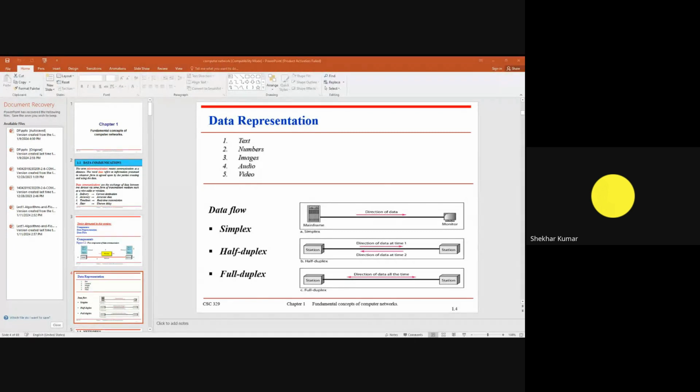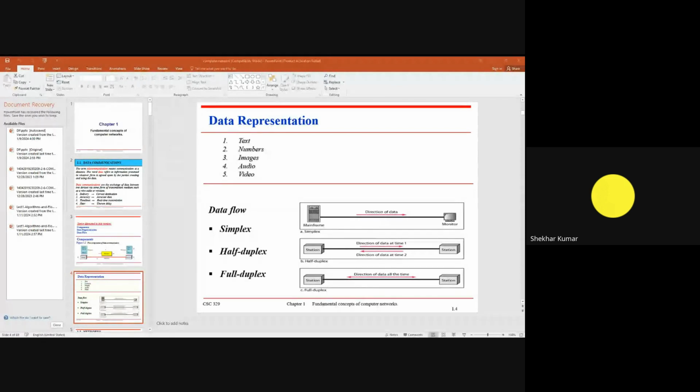For example, in simplex mode, a keyboard or a television station telecasting a program. Because the data travels only in one direction. It is not transferred in both directions in the simplex mode.